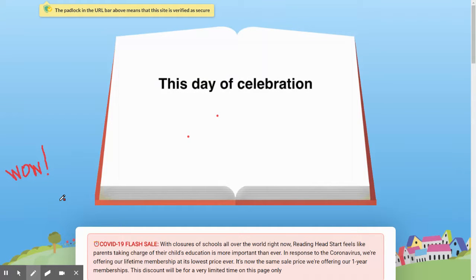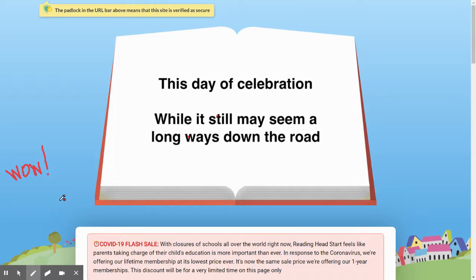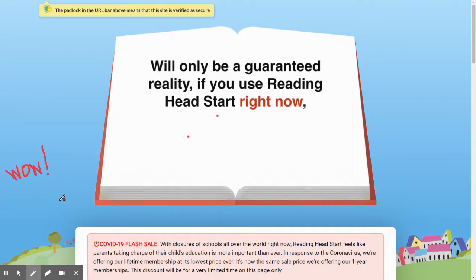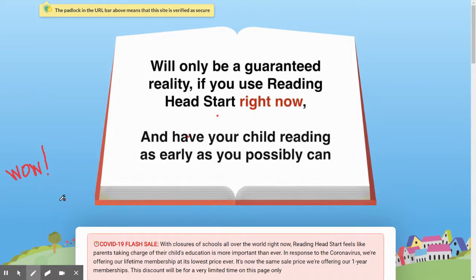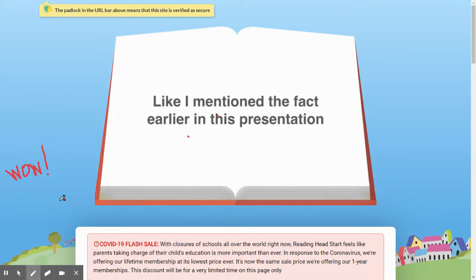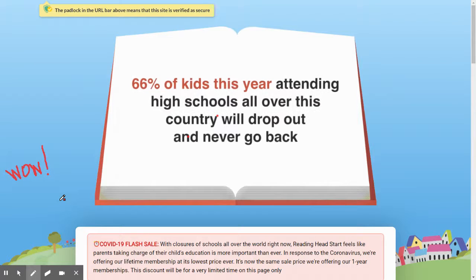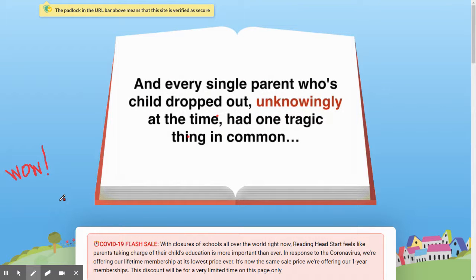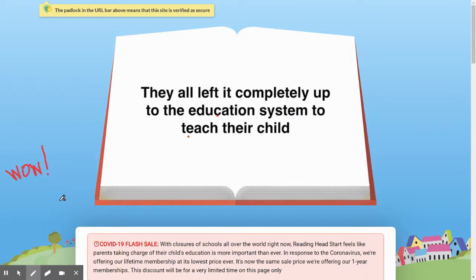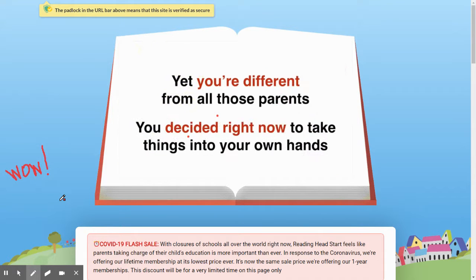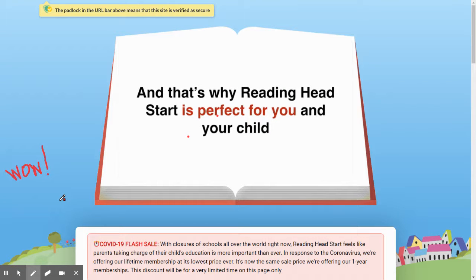This day of celebration, while it still may seem a long ways down the road, will only be a guaranteed reality if you use Reading Head Start right now and have your child reading as early as you possibly can. Like I mentioned earlier in this presentation, 66% of kids this year attending high schools all over this country will drop out and never go back. And every single parent whose child dropped out, unknowingly at the time, had one tragic thing in common. They all left it completely up to the education system to teach their child. Yet you're different from all those parents. You decided right now to take things into your own hands. And that's why Reading Head Start is perfect for you and your child.